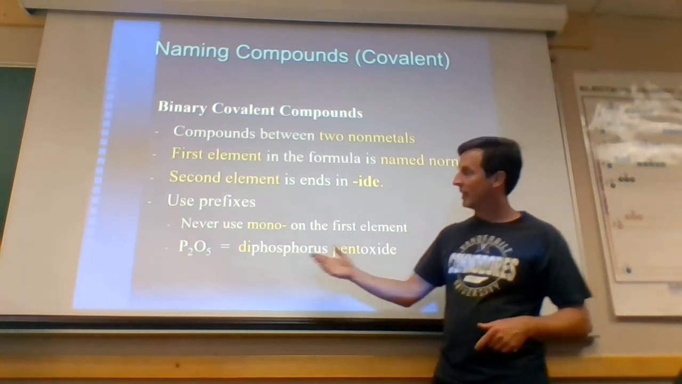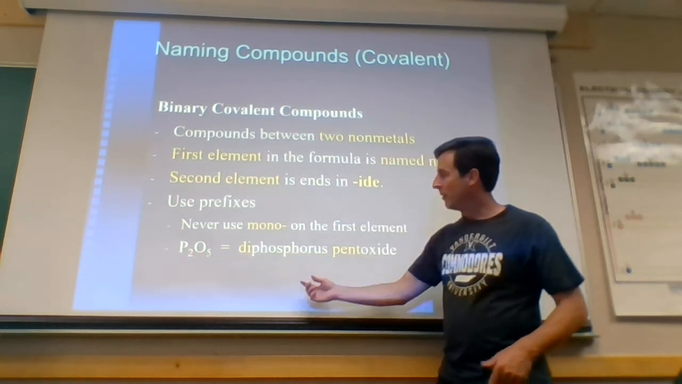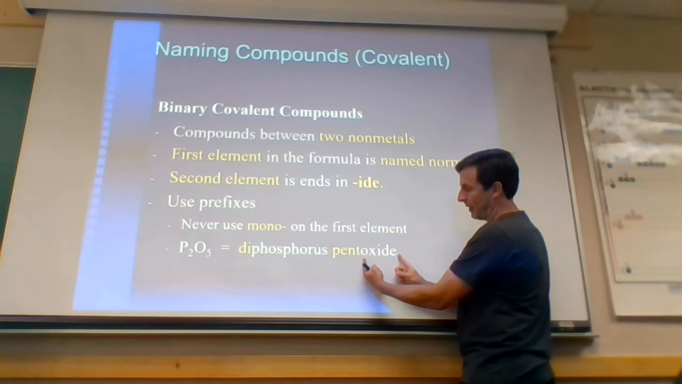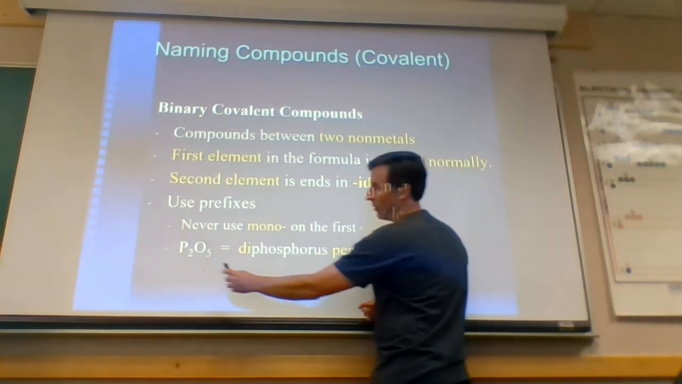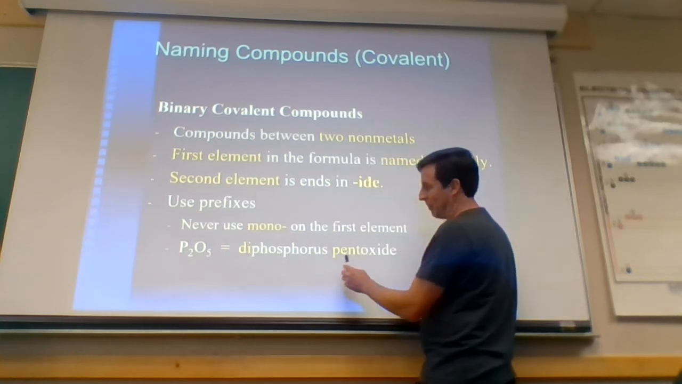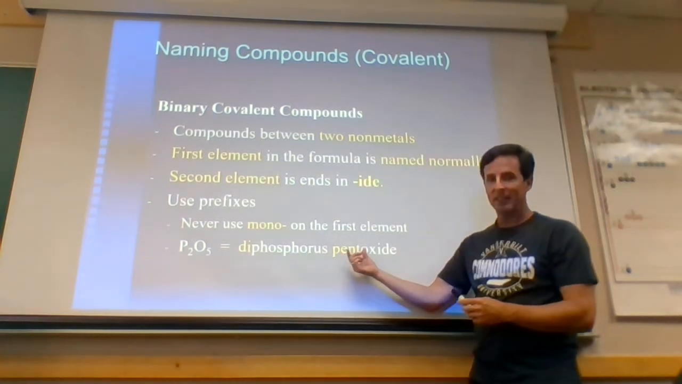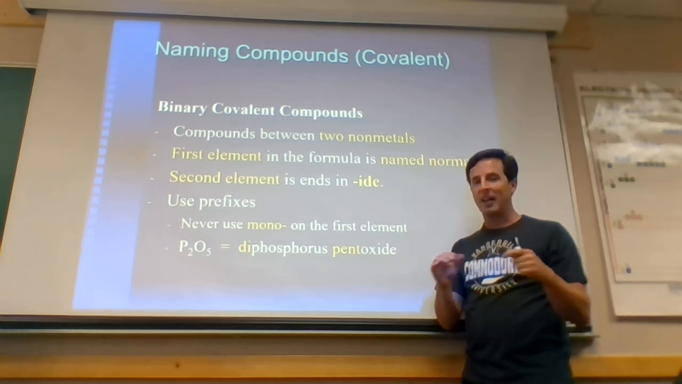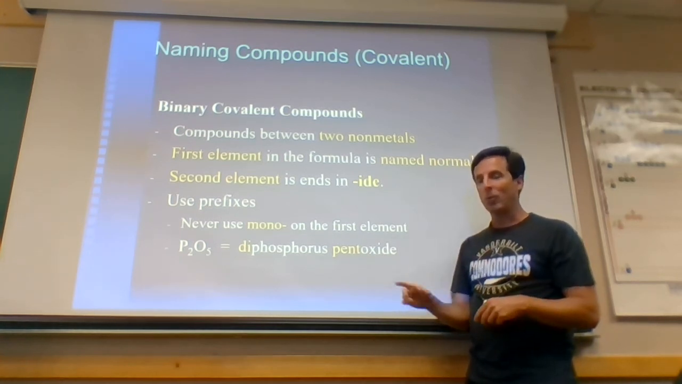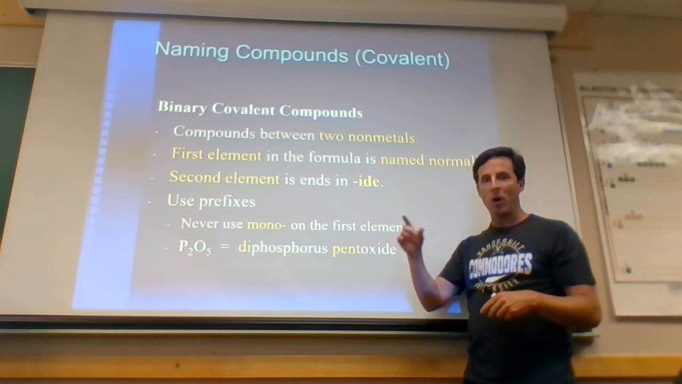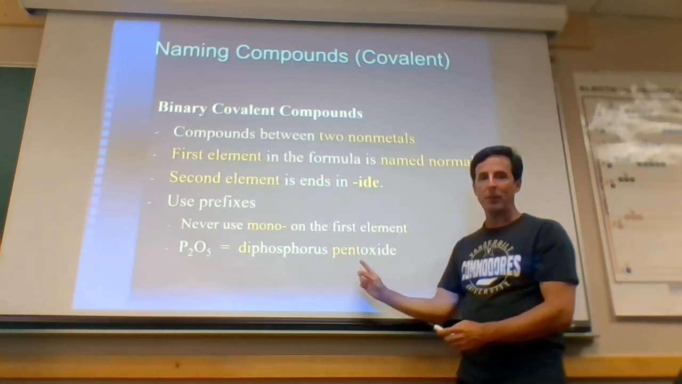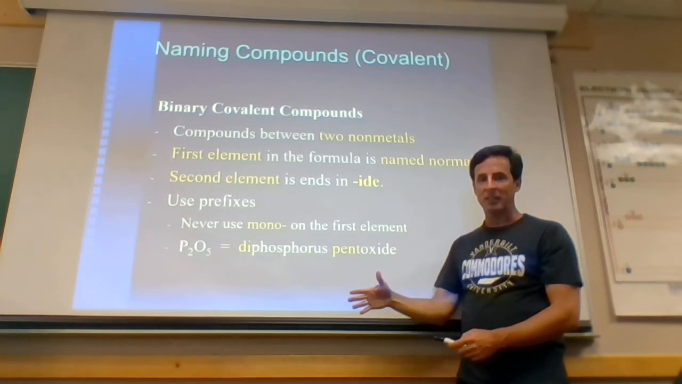Okay, so look at an example, P2O5, the first element, the normal name is phosphorus. The second element, the normal name is oxygen, becomes oxide. And then I put the 2 and the 5, that's di and penta. Now penta with the O, pentaoxide is kind of awkward to say. So whenever it's AO or OO from the prefix, you drop the vowel from the prefix. So you just say pentoxide.